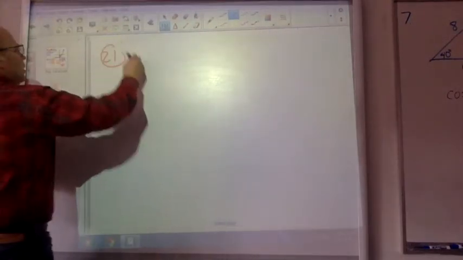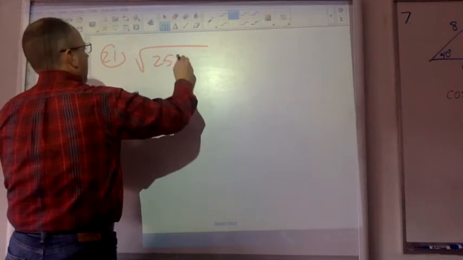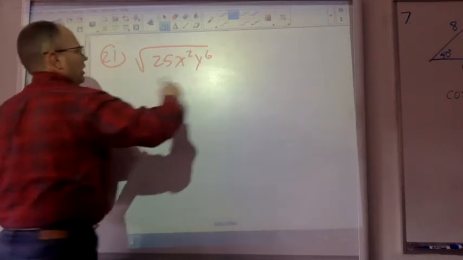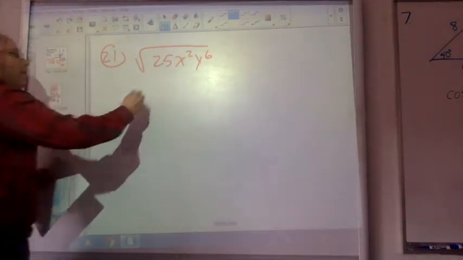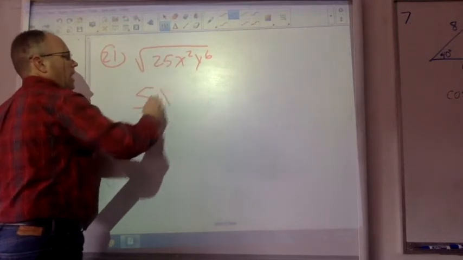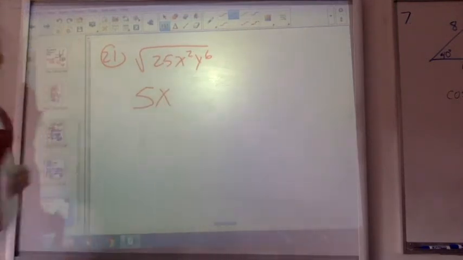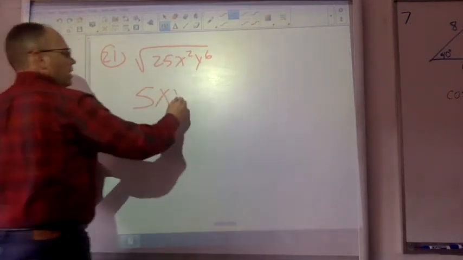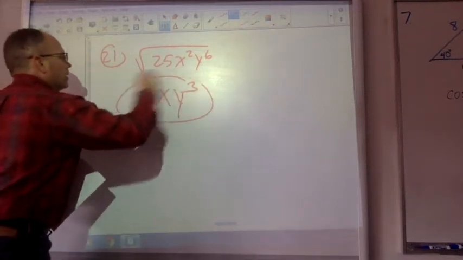21. Square root of 25, x squared, y to the 6th. This whole thing's a perfect square. Square root of 25 is 5. Square root of x squared is x. Square root of x to the 6th, divide it in half, is y to the 3rd. Done.